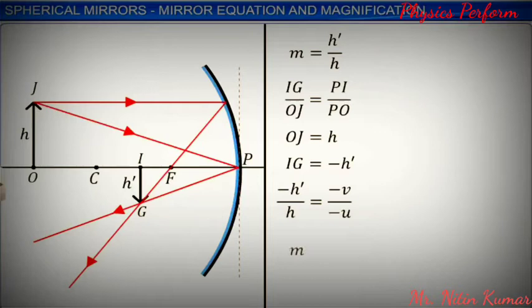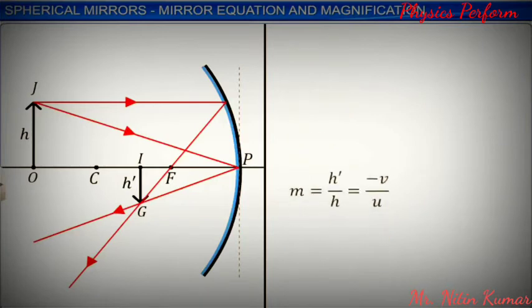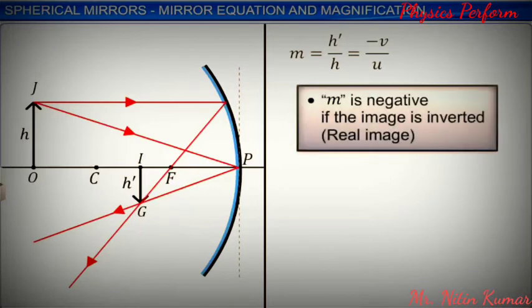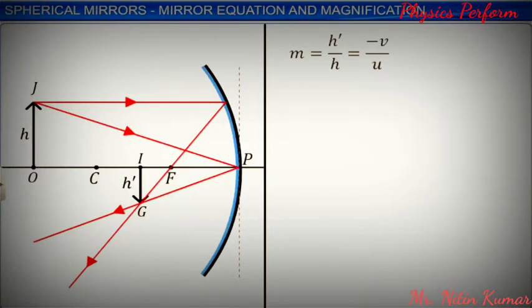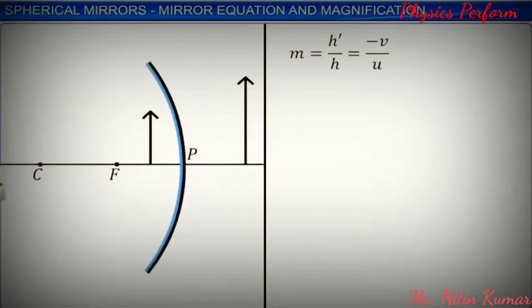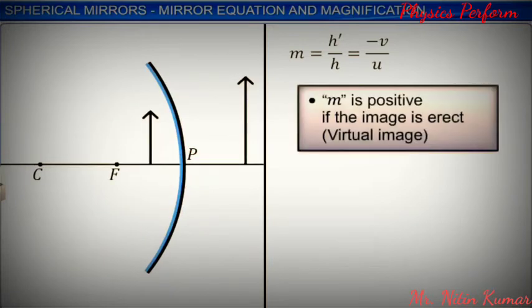Note that the linear magnification M is negative if the image is inverted, and as a consequence, M is negative in case of real images. On the other hand, if the image is erect, M is positive. Hence, M is positive for virtual images. Now let us use the mirror formula and the expression for linear magnification to solve some problems.